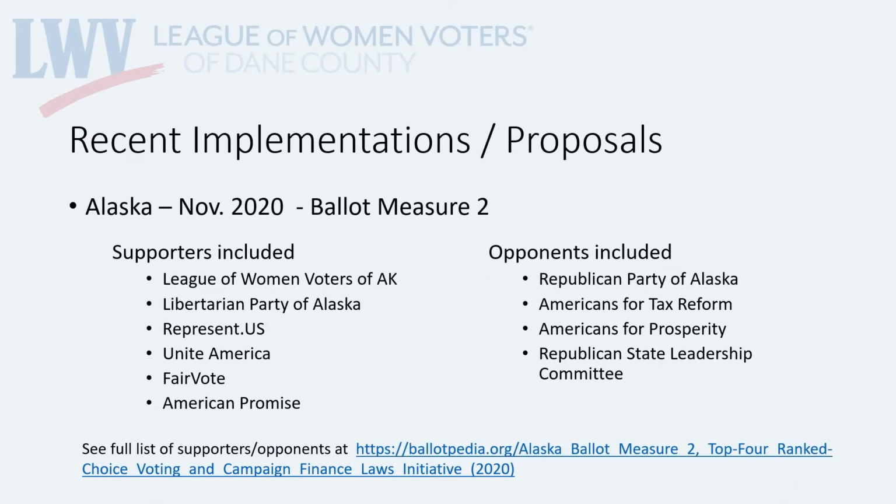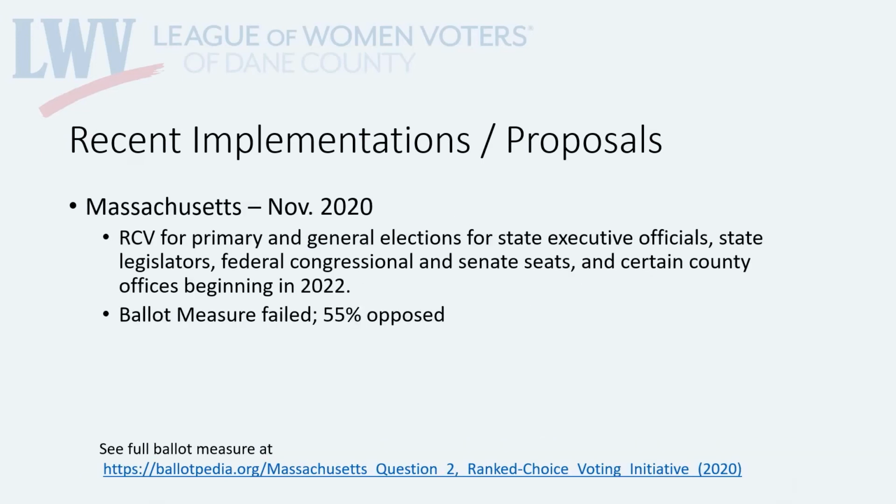Supporters of Alaska's ballot measure included the League of Women Voters of Alaska, the Libertarian Party of Alaska, and some independent groups including Fair Vote, which is one of the main proponents of ranked choice voting nationwide. Opponents included the Republican Party of Alaska and the additional groups listed here. For a more extensive list of both supporters and opponents, please check out ballotpedia.org, which is a great resource for finding this information.